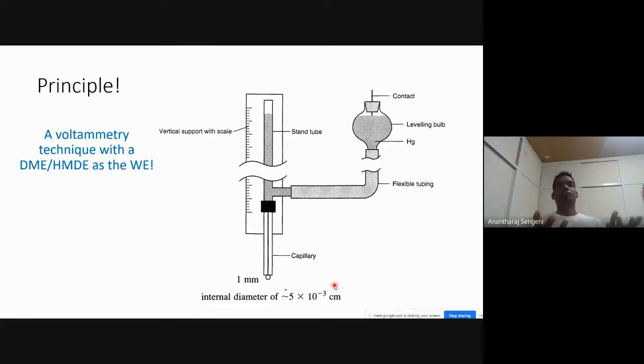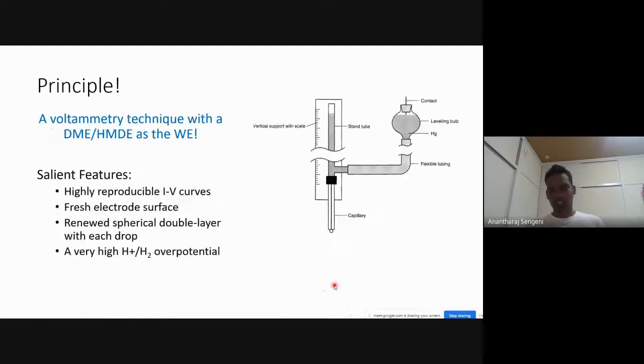And for addressing this spherical diffusion phenomenon, there was this famous equation, the Ilkovic equation, which was derived to understand the spherical diffusion layer formation and the diffusion of electroactive species in that spherical depletion layer in the electrolyte solution. So these are things you need to know about why the invention of the DME led to a Nobel Prize. The principle is very simple, as I introduced earlier. It is a voltammetric technique with the DME or HMDE as the working electrode. The salient features: the IV curve is highly reproducible.